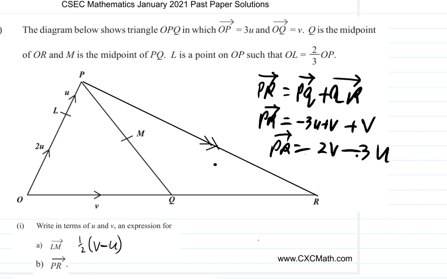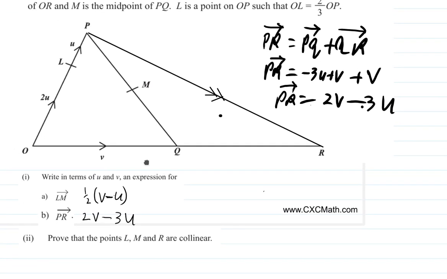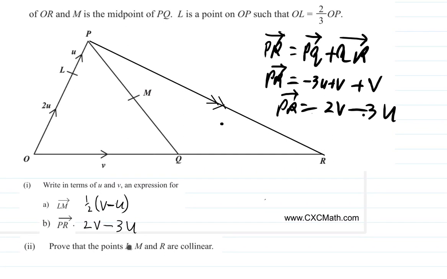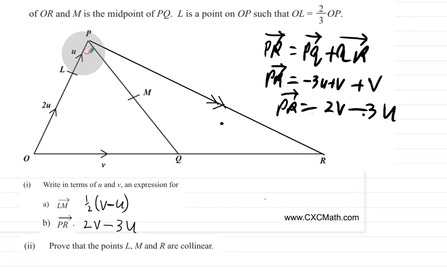Let me just put that down here. PR is 2v minus 3u. Alright? After that, they say prove that the points L, M and R are collinear. Alright. It means they lie on the same straight line.